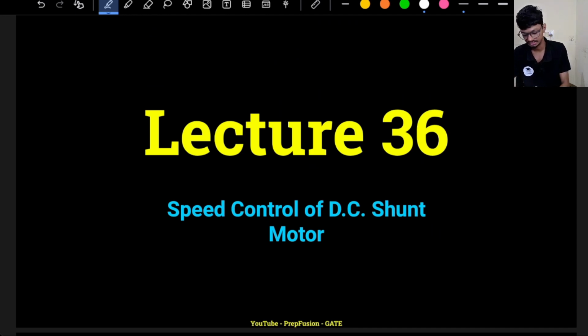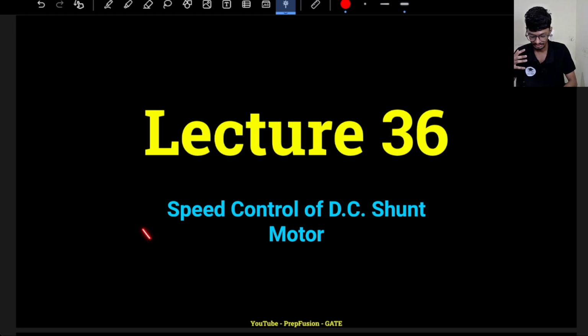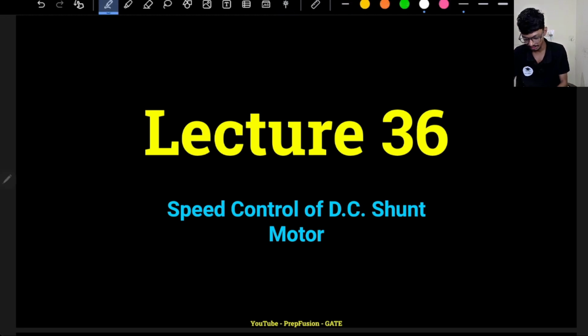Today we will be discussing speed control of the DC shunt motor. We have learned about the characteristics of DC motors. Today we will learn how to use those and how to vary the speed, because if I am connecting a load, maybe I want speed in a certain range, right? So I have to control the speed. That's why we use electrical machines, so that we can use our equipment according to our own working. That is the advantage of these kinds of machines.